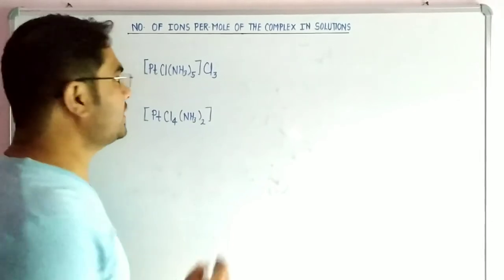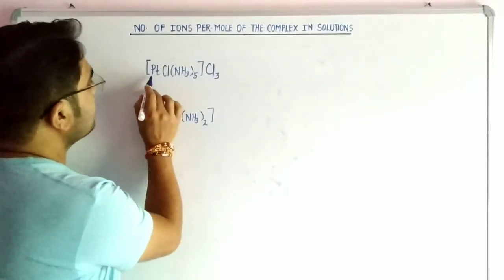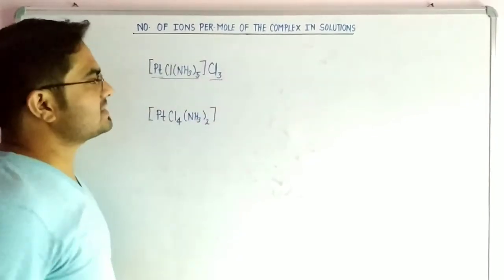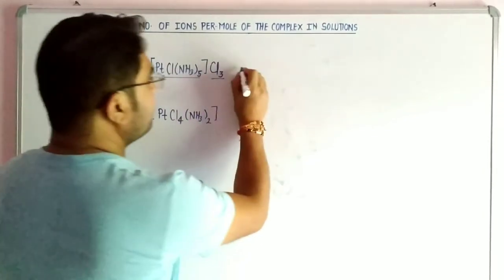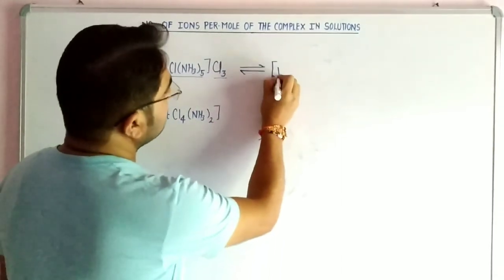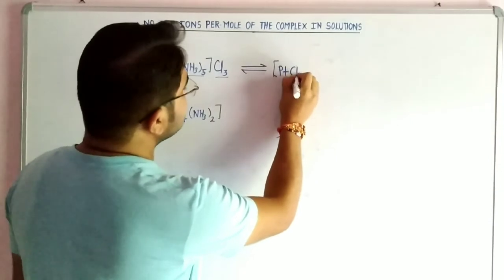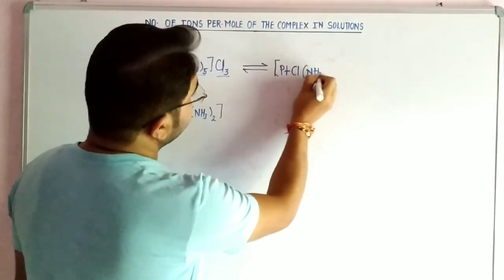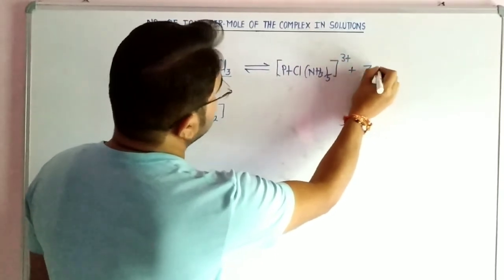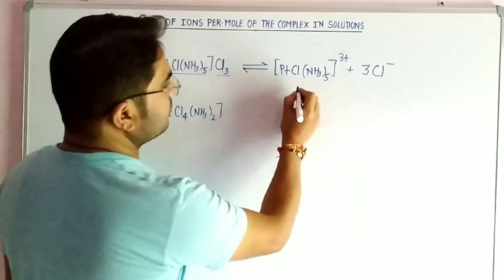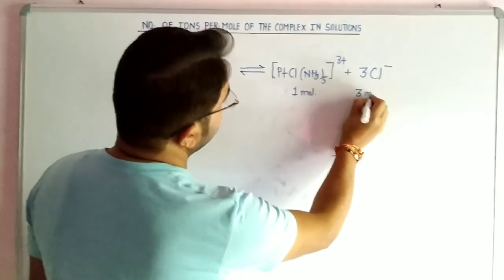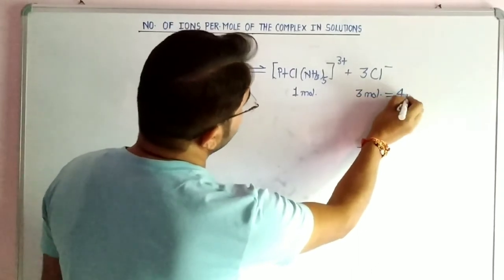Now I have written two more examples. The first is [PtCl(NH3)5] with Cl3 in the ionization sphere. If we ionize this complex, the mode of ionization is [PtCl(NH3)5] 3 positive plus thrice Cl negative. So for this, 1 mole of the positive part and 3 moles of this, so overall that is equal to 4 moles.